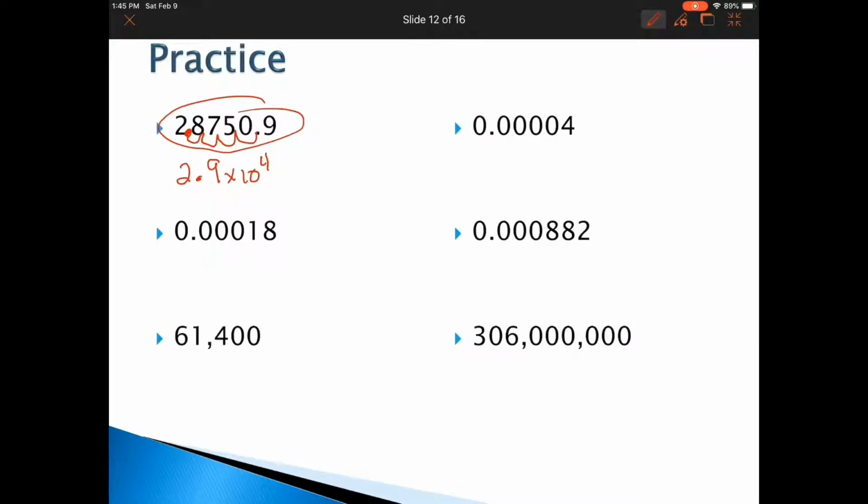All right, let's try the next one. Okay, again, need to make the number 1 through 10. That means putting the decimal point here. 1, 2, 3, 4. We moved it 4 spaces again. Write our coefficient, which is now 1.8. Add our times 10. Add our exponent. In this case, it's going to be negative because we moved it to the right. And we moved it 4 spaces, so it's a negative 4. And our new scientific notation number is 1.8 times 10 to the negative 4th.